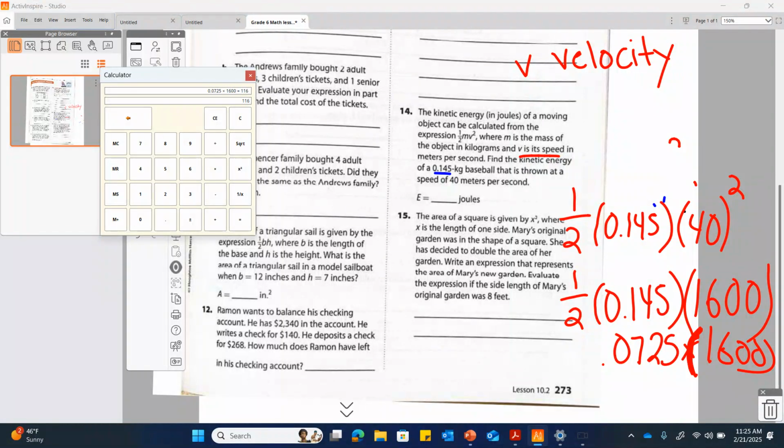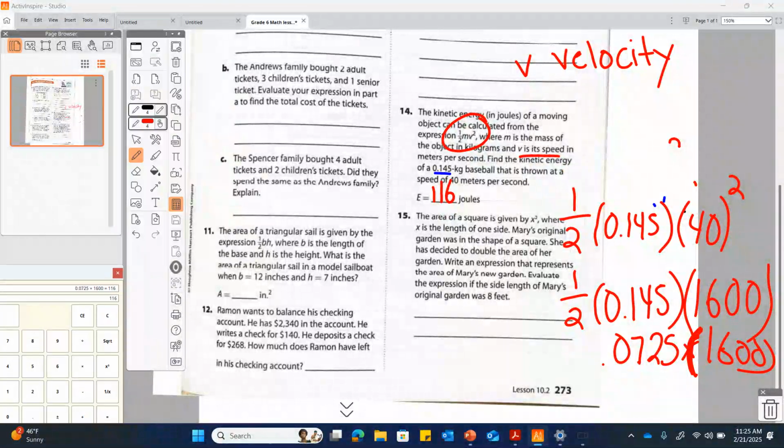That is the answer. So you are actually taking a science formula. This is actually a physics formula. But at this point in your math career, you are just putting numbers in. Okay, let's look at the next one. I think the next one's like, oh, what if?